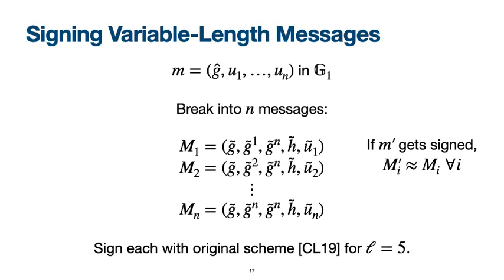Now, when we have these n messages mi, they are all of fixed length 5, so we can use our prior Mercurial signature scheme to sign each of them. Now, the question is how to build this glue element. And this is the main technical insight of this work.